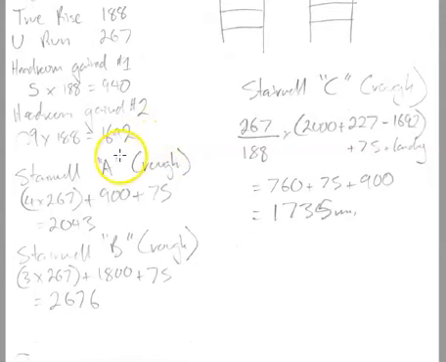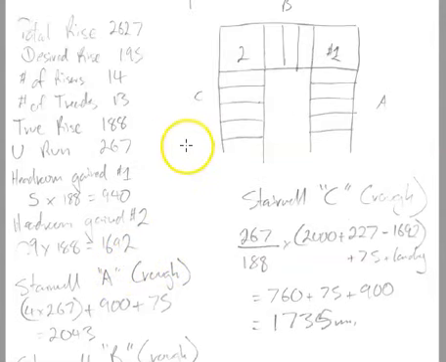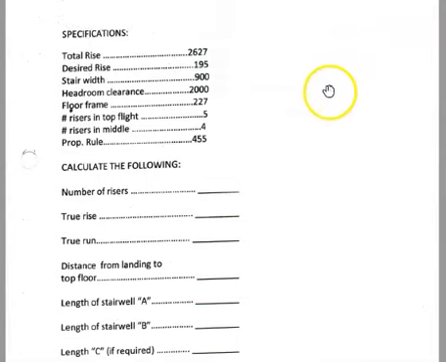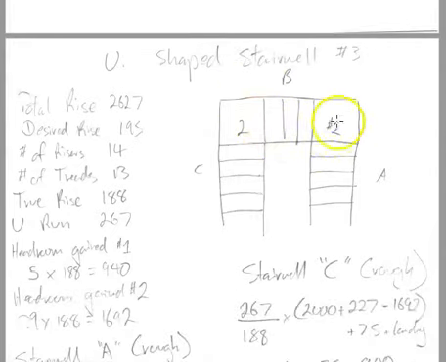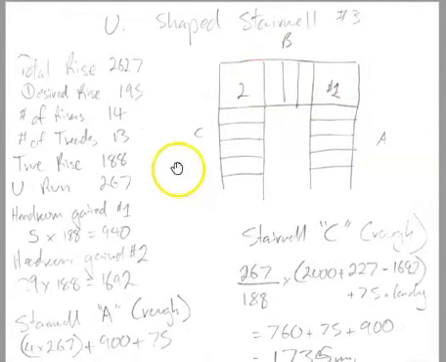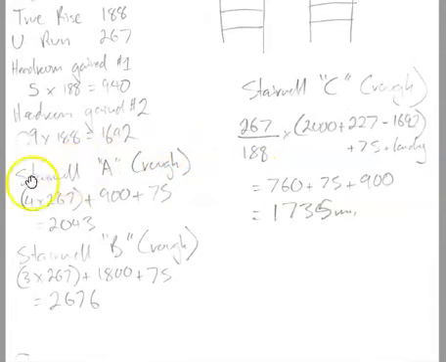We have stairwell A, and it's just a game of addition. We take the number of treads now. This is a horizontal distance. 1, 2, 3, 4 treads in stairwell A, plus the landing length in this situation is the stair width, 900, plus we're going to give a 75 millimeter allowance. And here's the calculation here. It comes out to 2043.